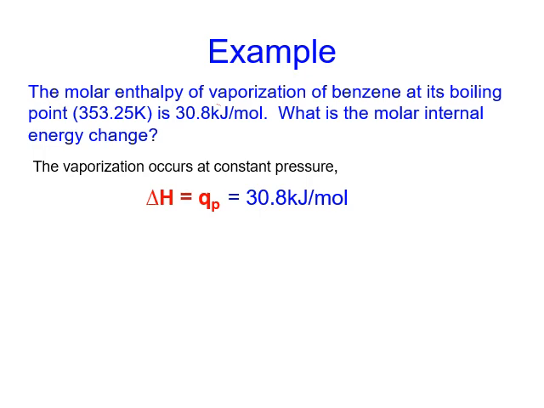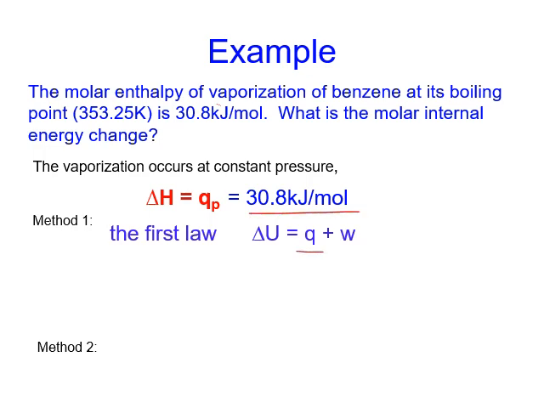To calculate internal energy, we can use the first law. So method 1, we use the first law of thermodynamics. Here, the heat is 30.8 kilojoules per mole, and therefore we need to calculate W. Now W, for constant pressure, is negative pressure times volume change. And the volume change is from liquid vaporized becoming gas phase. So it's the gas volume minus liquid volume.